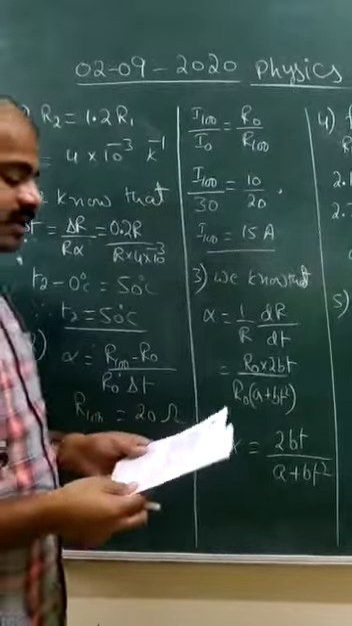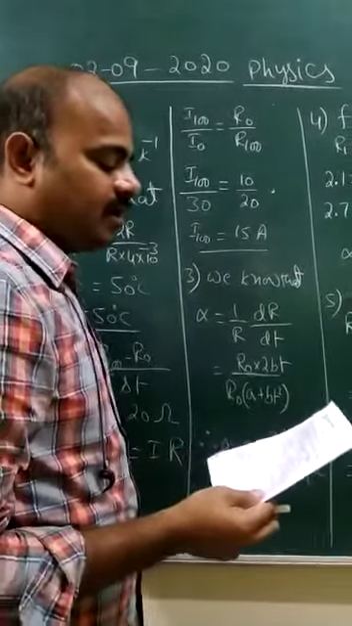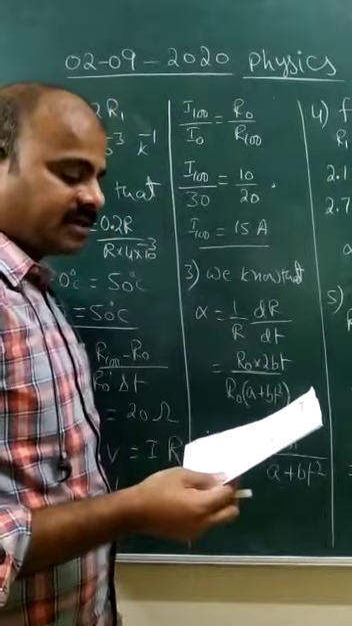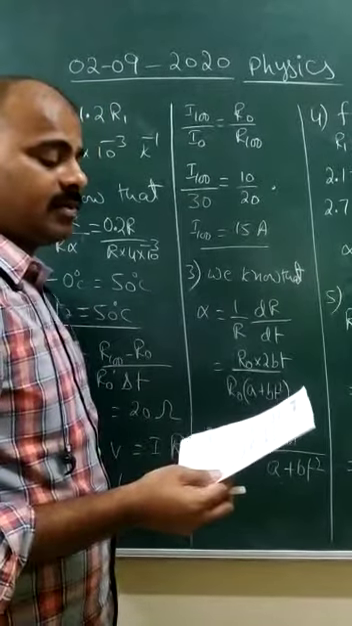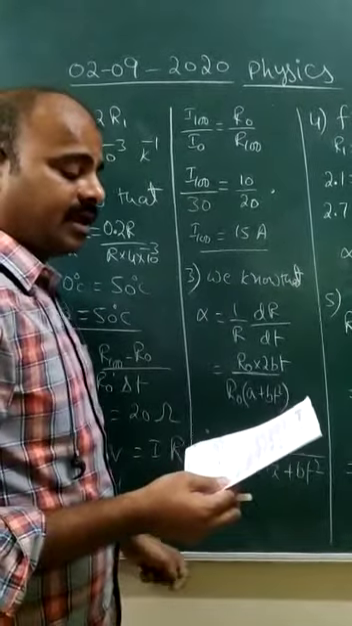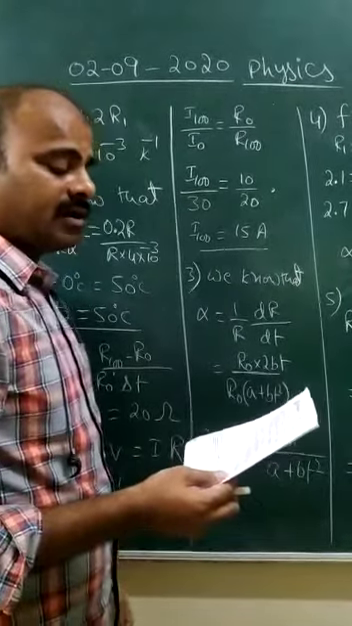Now, the question number 3. The resistance of a wire at T degrees Celsius is RT is equal to R0 of A plus B T square. Here R0 is the resistance at 0 degrees Celsius. Find the temperature coefficient of resistance.